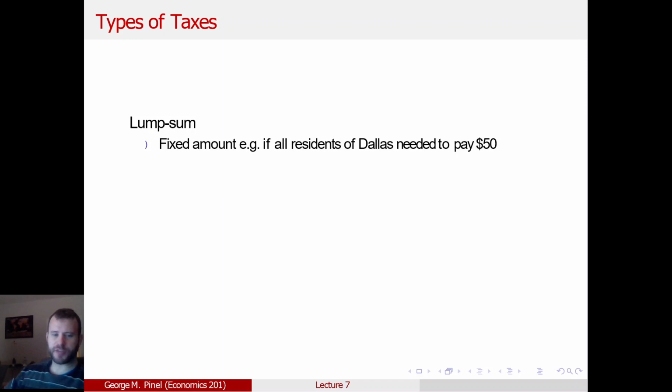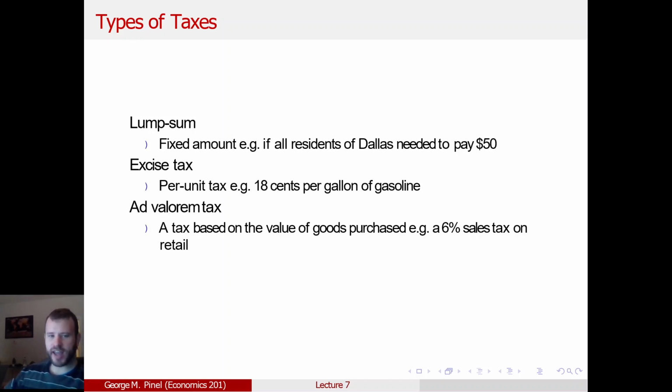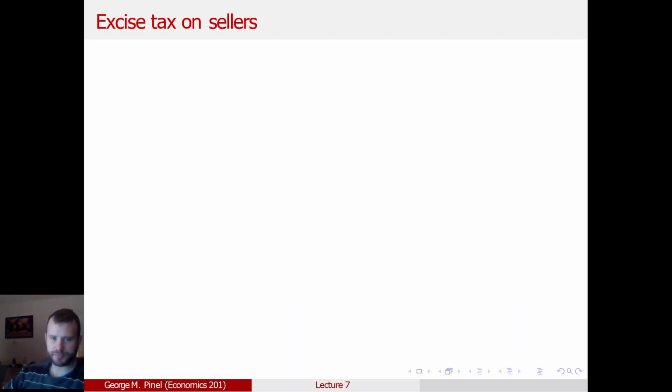So there are different types of taxes: lump sum, excise, and ad valorem. A lump sum is just a straight flat amount given to some population. An excise tax is per unit, so a quantity-based tax. And ad valorem is a tax on value, so it'll be quantity times price, essentially, the total dollars of the transaction. Okay, we are going to deal with excise taxes in this class.